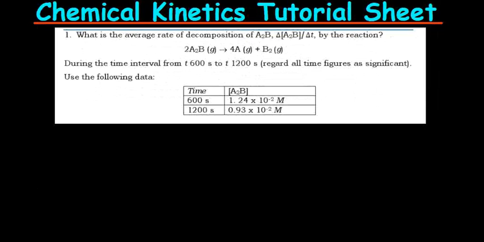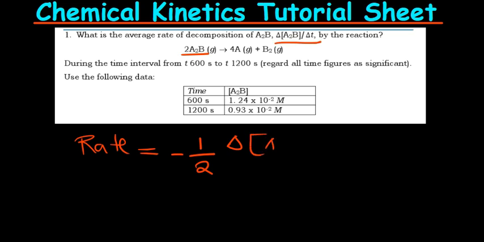One thing that you should know, in my introduction to chemical kinetics, I explained that the rate, if you're talking about the reactants, is given by negative 1 over the stoichiometric coefficient. In this case, we're talking about that reactant, so it's a 2 there, so it will be over 2, times the change in the concentration divided by the time it took. So that's going to be our formula. So all we have to do is substitute the information that has been given to us.